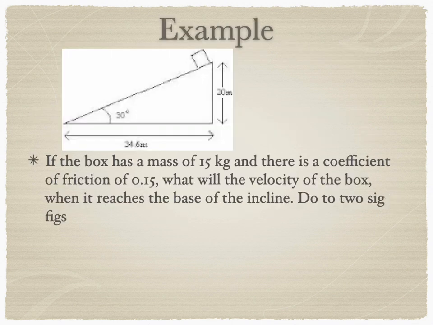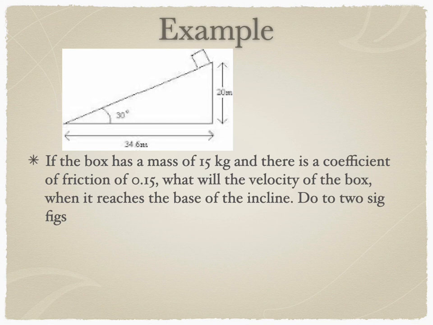Our first example, we have a box sitting at a height of 20 meters on a plane that is inclined at 30 degrees, which has a horizontal distance of 34.6 meters. We're told the box has a mass of 15 kilograms and there's a coefficient of friction of 0.15. And we want to know what will the velocity of the box be when it reaches the base of the incline, and we want to do it to two significant figures.